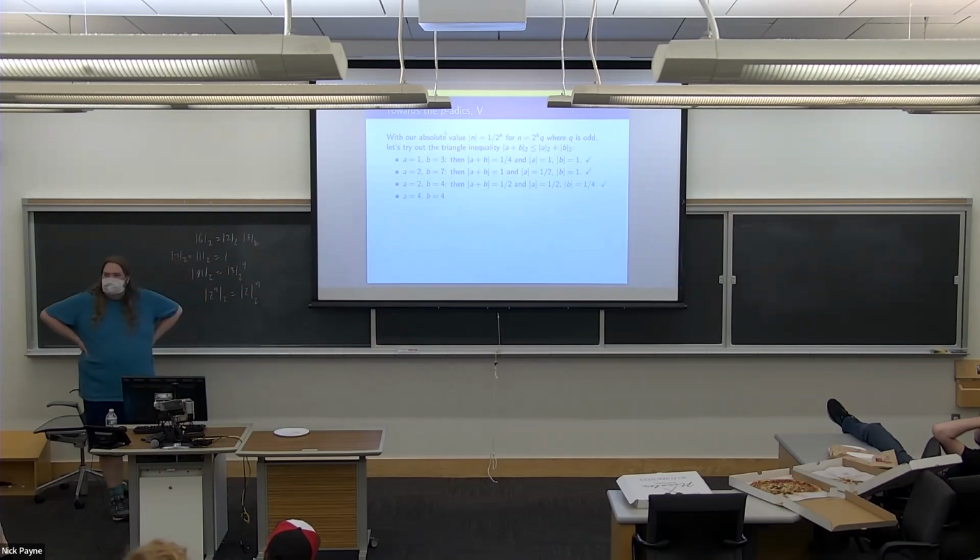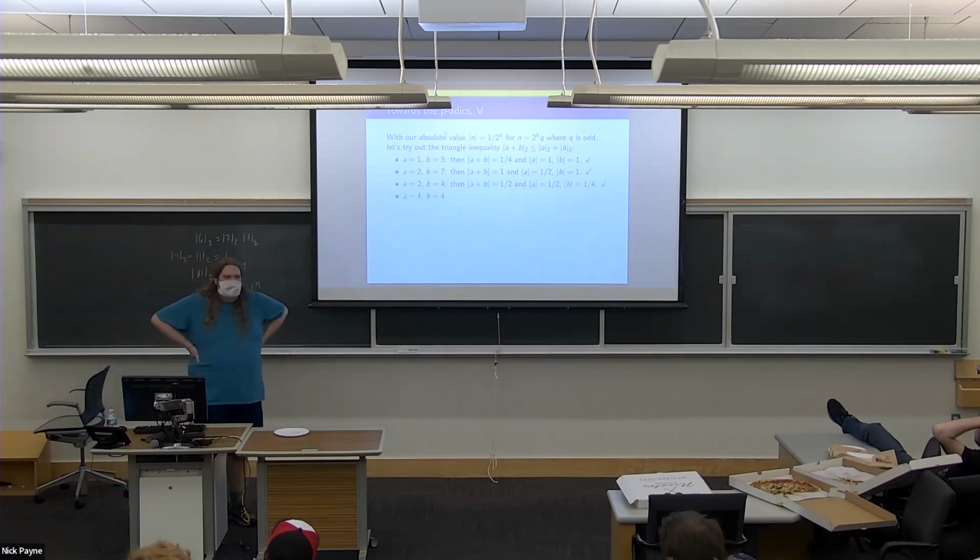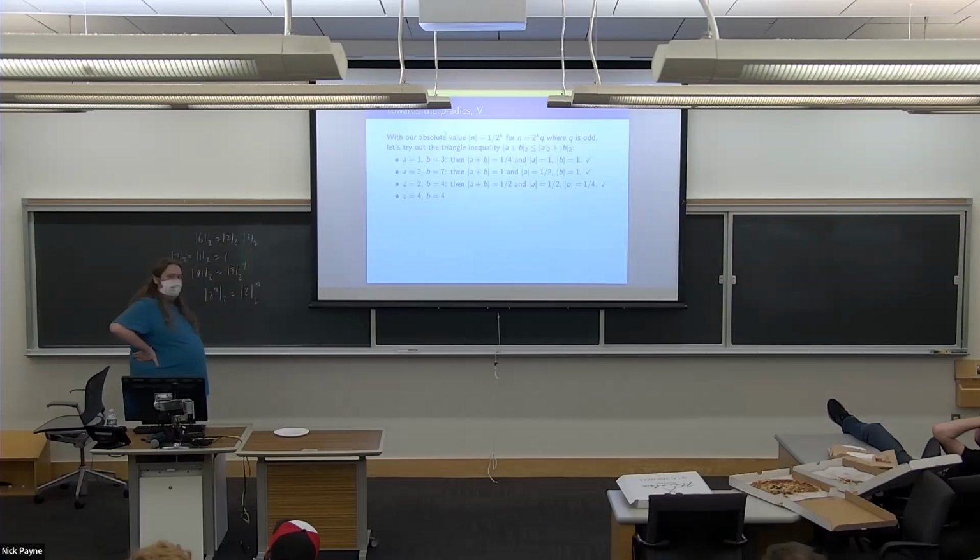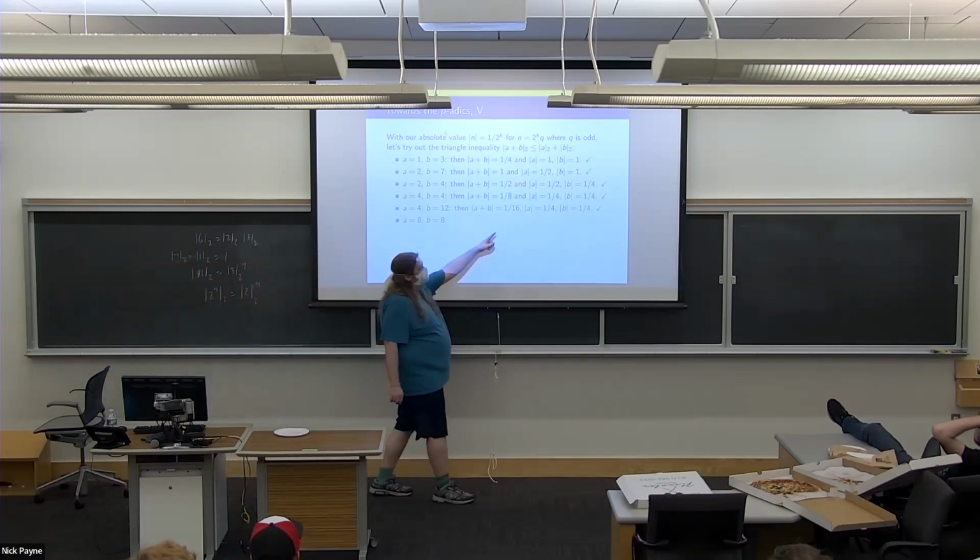Absolute value of a, 1/4. Absolute value of b is the same because it's the same number, 1/4. Absolute value of a plus b, 1/8. Is 1/8 less than or equal to 1/4 plus 1/4? Yeah, sure. A equals 4, b equals 12. Okay, so again, absolute value of a is 1/4. Absolute value of b is 1/4. Absolute value of a plus b, because that's 16, is 1/16. 1/16 less than or equal to a fourth plus a fourth?